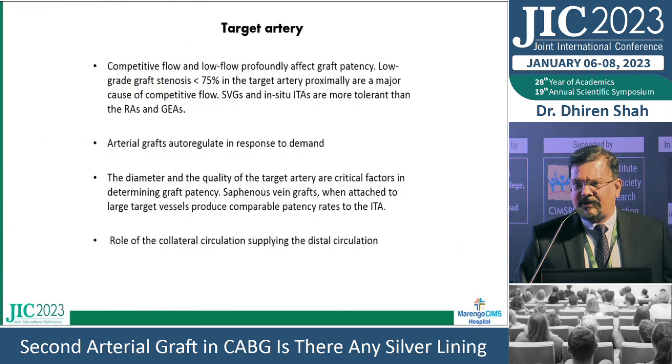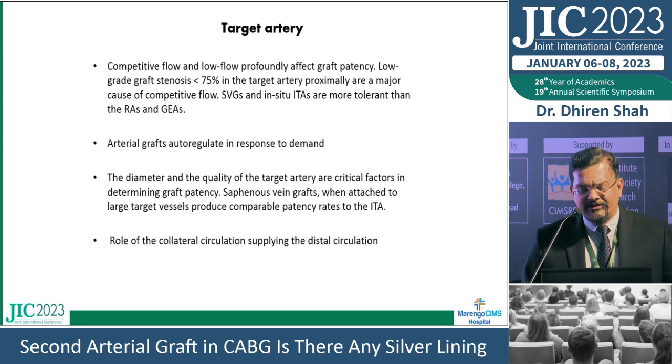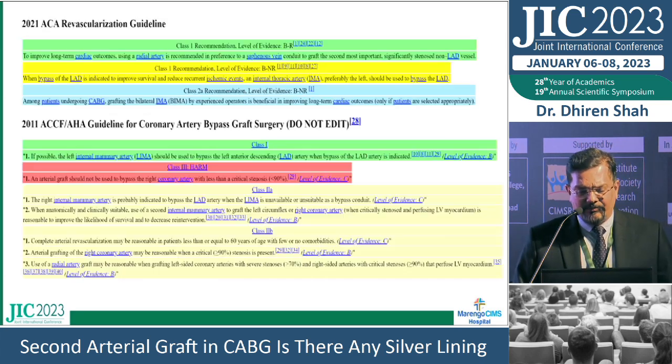Again, a lot of things depend on the target arteries. If the lesion is not very critical, then radial artery or mammary artery should not be used because they are dynamic arteries, they go into spasm. The lesion has to be more than 75 to 80% critical, and then arterial grafts do benefit.